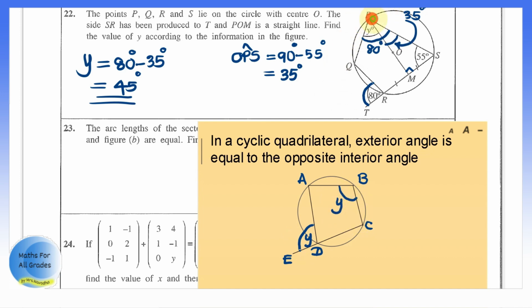Look at this figure again. PQRS is a cyclic quadrilateral and SR has been produced to T. So 80 degrees is the exterior angle and the opposite interior angle is QPS, this angle. So it's also 80 degrees.